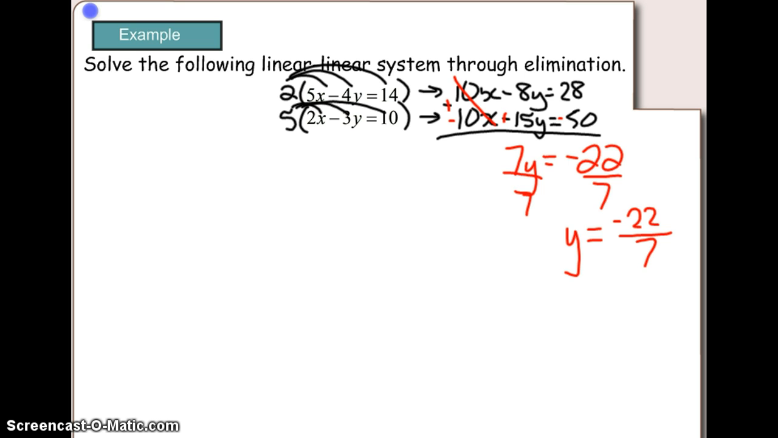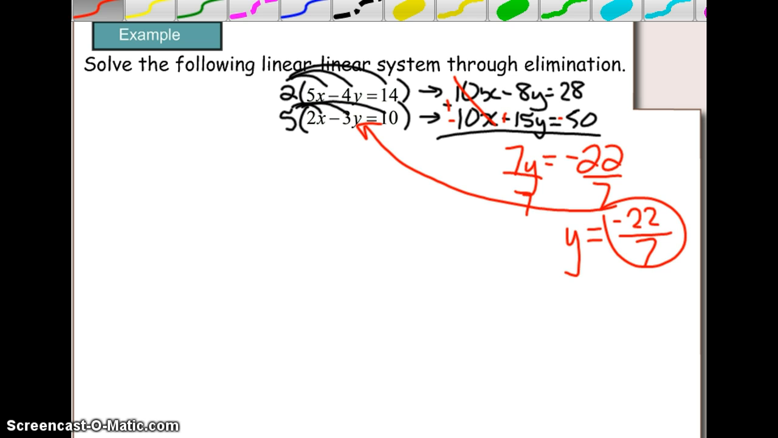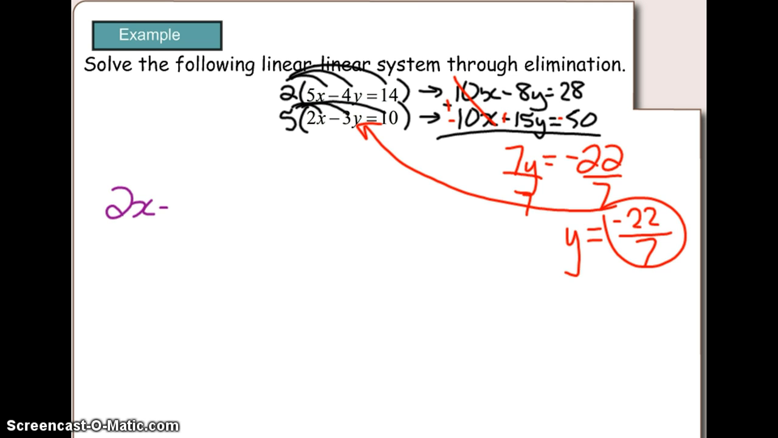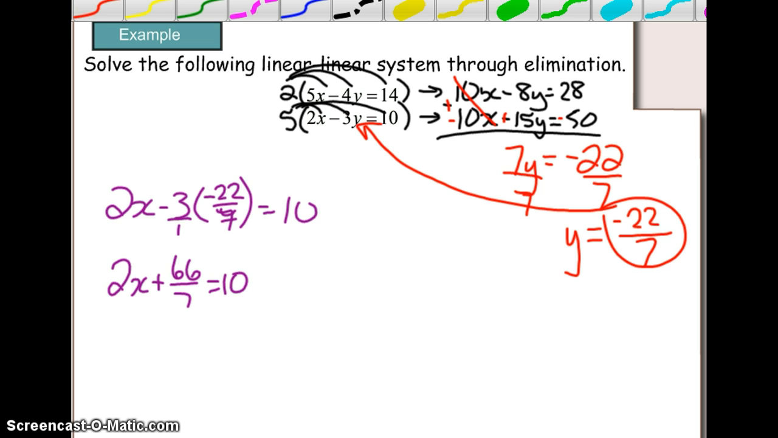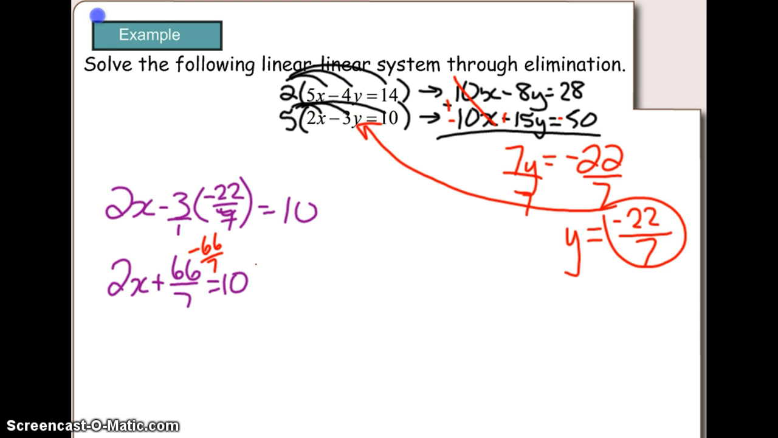I need to then insert this value into one of my original equations to solve for x. I'm going to pick the second equation this time, but it really doesn't matter which equation you pick. It's whichever one you feel more comfortable with. When I multiply fractions, if you recall, I go straight across. So I have 2x plus 66 over 7 equals 10. When I subtract fractions, I need to have a common denominator. So I'm going to subtract 66 over 7 from both sides. And 10 is the same as 10 over 1.